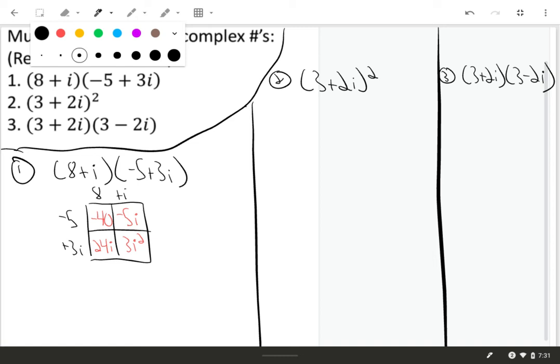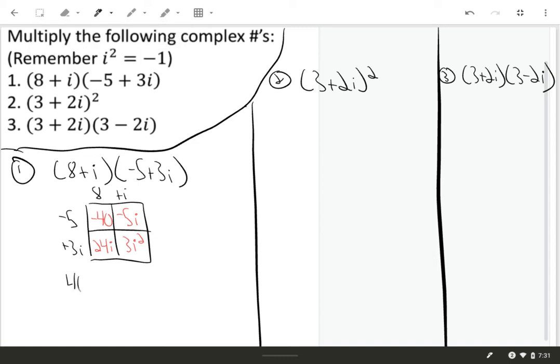And if we put all that together, we end up with -40. 24i and -5i is going to combine to 19i plus 3i squared. And normally, if we were just dealing with polynomials, we would be done. But because we're dealing with complex numbers, we need to use the fact that i squared is equal to -1.